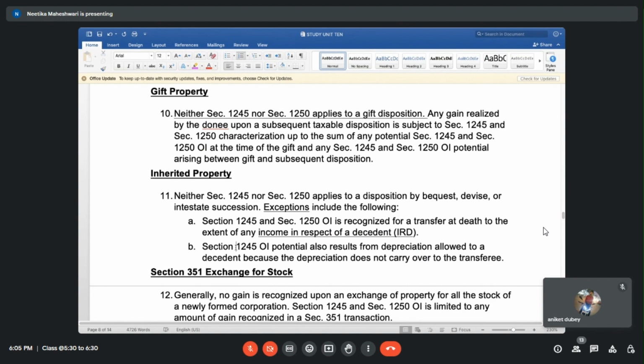Section 1245 ordinary income results from depreciation allowed to decedent. Any depreciation that has been allowed to the decedent, meaning the person who has passed away, we again have to see if ordinary income rules will apply, because the depreciation will not carry over to the transferee. It is an inherited property. Somebody else will inherit it. But if there was some depreciation taken earlier, we'll have to see if 1245 ordinary income comes into the picture.